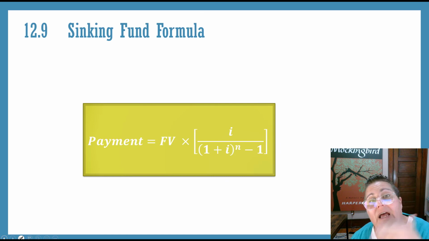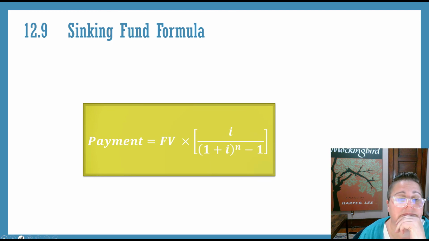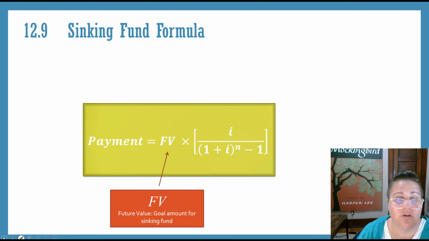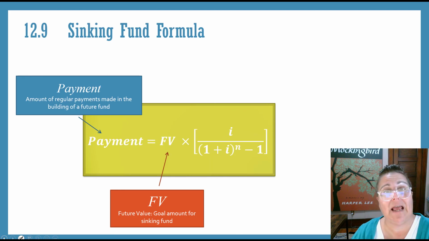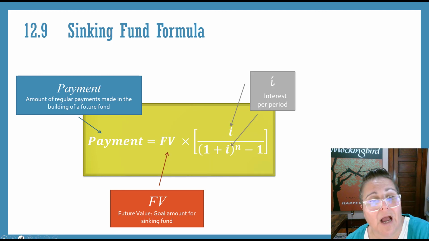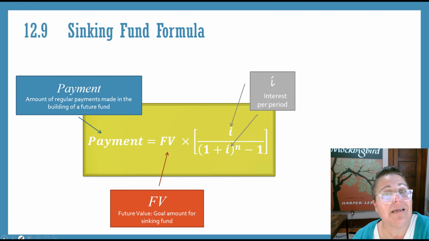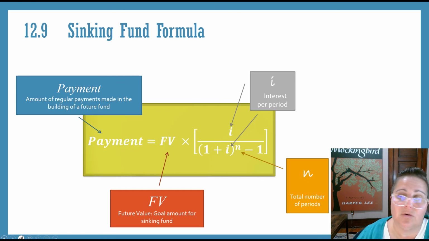You have to find that entire denominator first. So the future value is your goal amount. How much are you saving for? How much do you want to have in the future? The payment is the regular payments that you need to make now in order to have that amount. Your I is the interest per period, same as it has been, and your N is the total number of periods.